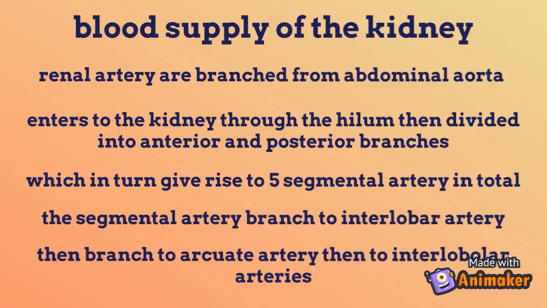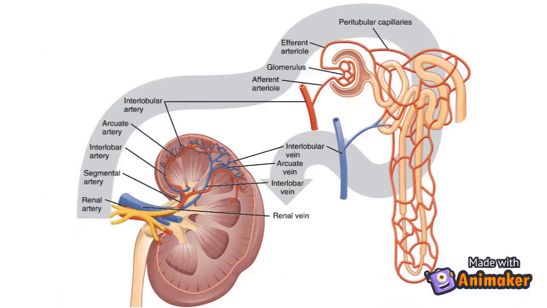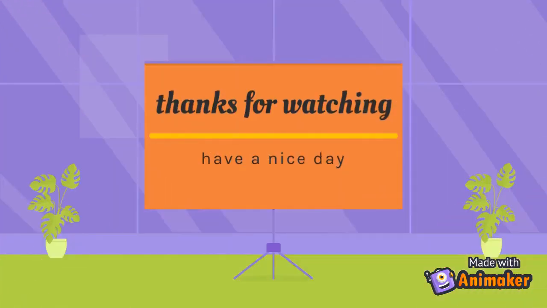The segmental artery branches to the interlobar artery. Then the interlobar artery gives branches to the arcuate artery, which then divides into the interlobular arteries. You will see in this picture the renal artery divisions. The afferent arteriole gives a branch to a small capillary tuft called the glomerulus, where the first part of filtration of the blood happens, the first part of the nephron. We'll talk about it later in the next videos about the physiology of the urinary system.